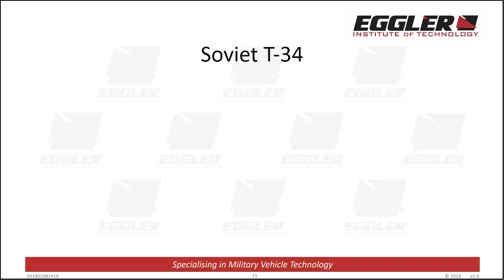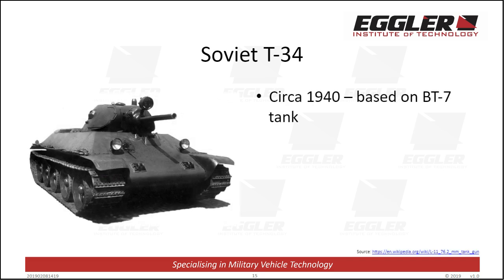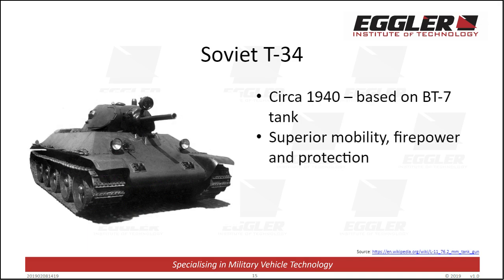One of the most effective battle tanks of World War II was the Soviet T-34. The T-34 tank was based on the earlier BT-7 tank. It provided superior mobility, firepower, and protection compared to its Allied counterparts. The vehicle's high mobility came from the fitting of the American-design Christie suspension.